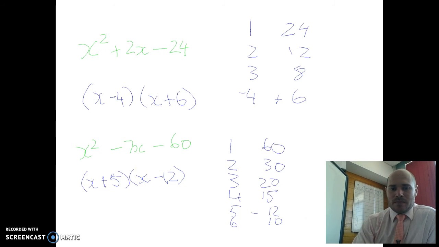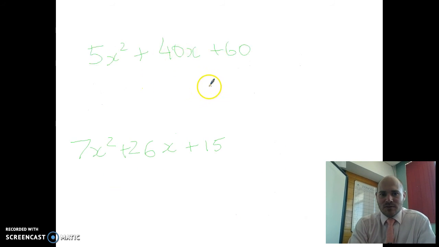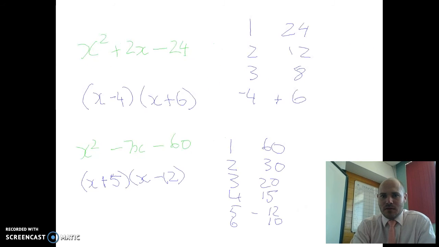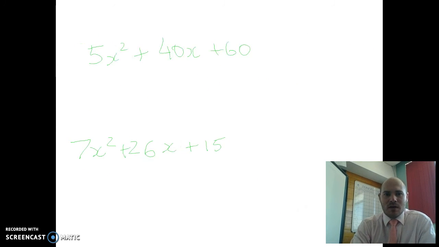And then the last ones. Happy days. These ones are a little bit trickier, and you probably don't really need to know how to do these ones unless you want to have a bit of a crack. But if I've got a coefficient of x, I can do it two ways.